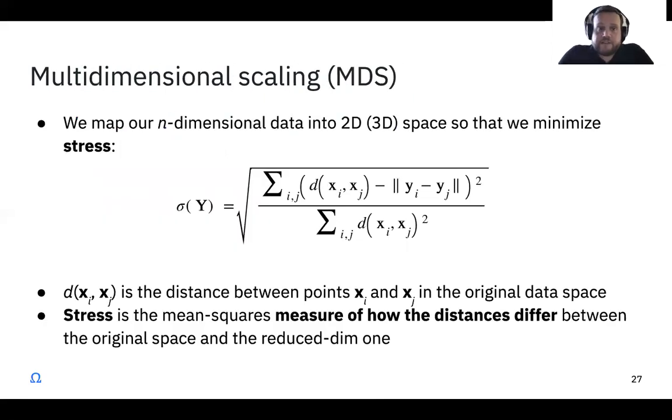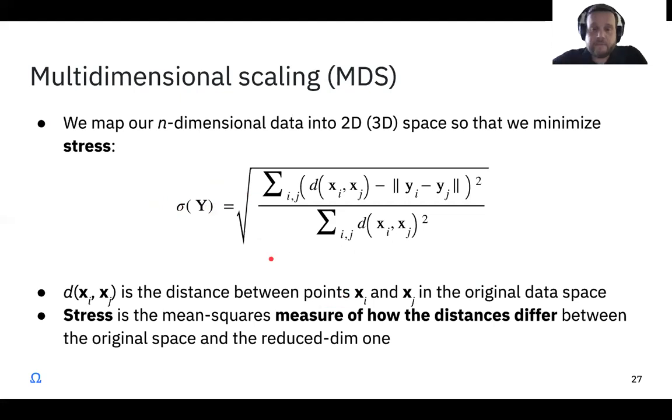Another technique is multidimensional scaling, called MDS. It's also a very old technique. I think it dates to the 1960s, but you would still see it sprinkled across InfoVis papers and visual analytics papers to this very day. Here, again very intuitively, we're trying to map our n-dimensional data into 2D space, or 3D space, so that we minimize the so-called stress.